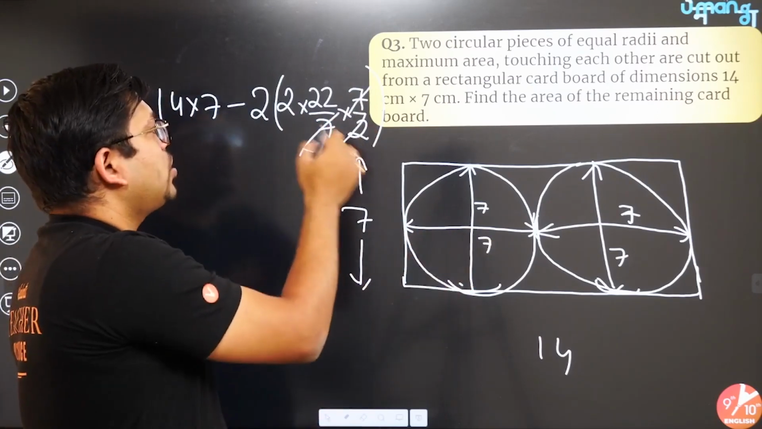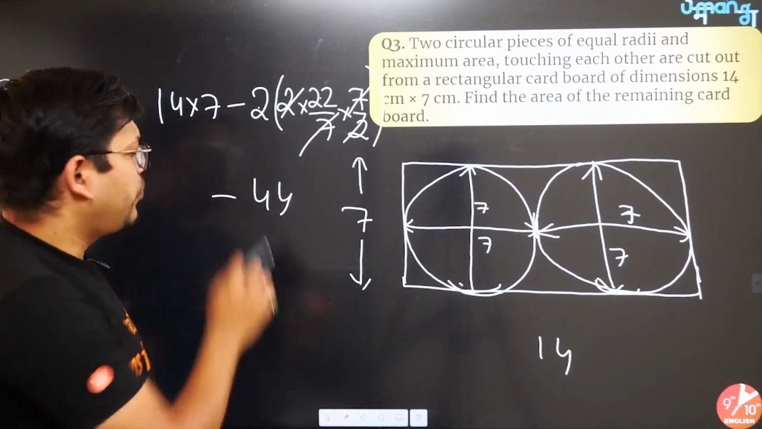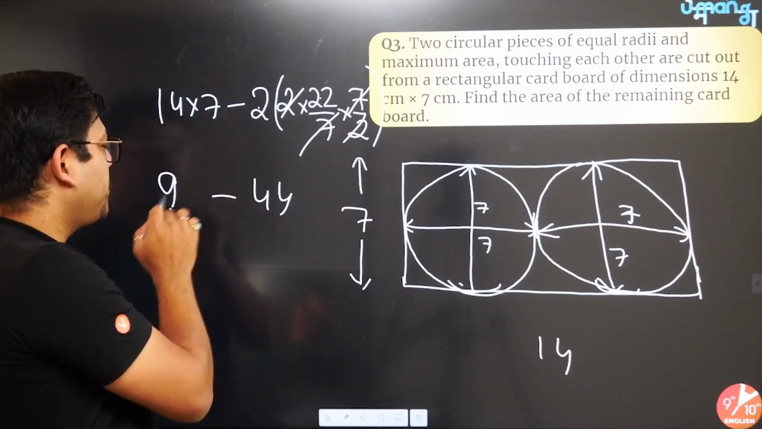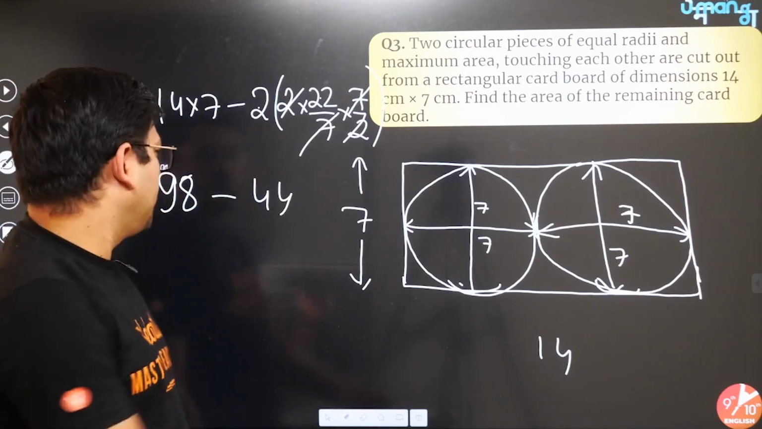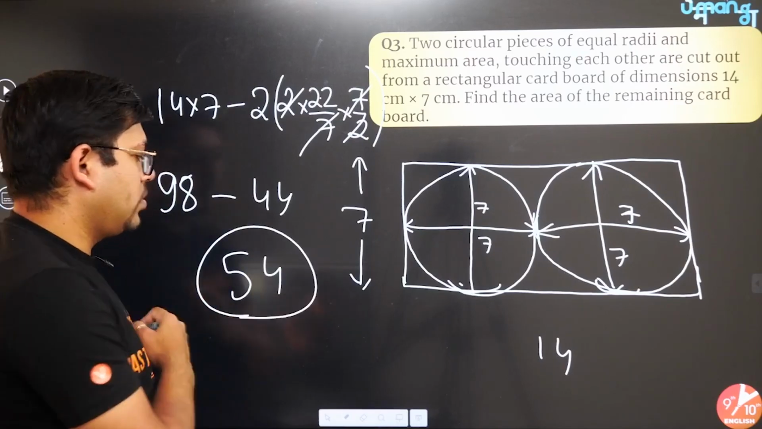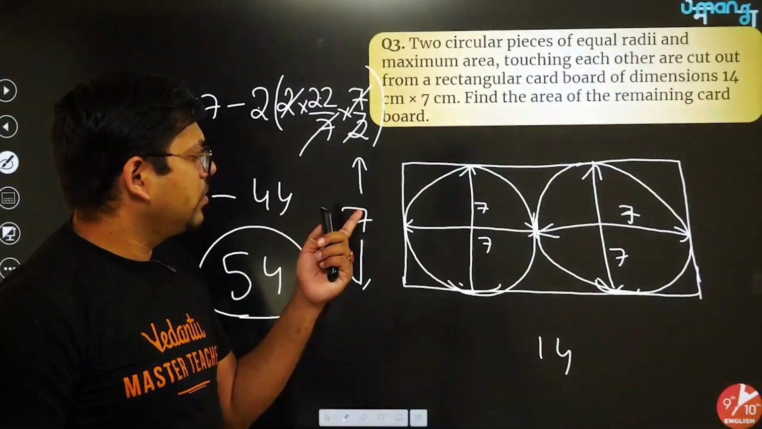So 7, 7 gone, 2, 2 gone, 2 into 22 is 44, minus 4 into 7 if I'm not wrong, 14 into 7, sorry, 98 it should be. So 98 minus 44, subtraction, so if I'm not wrong, it should be something around 54. Cool, got it? So 54, wait a second.